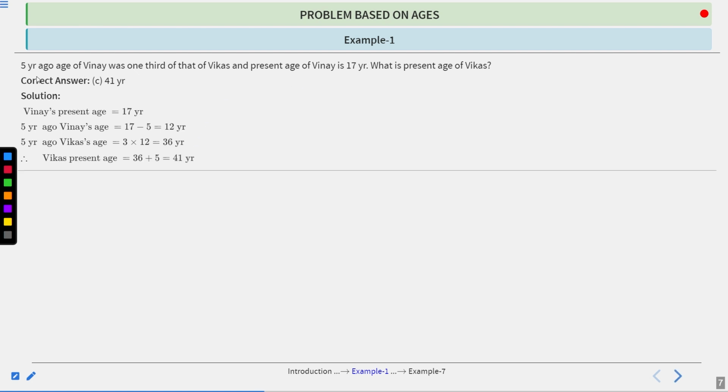Now the question is, what is the present age of Vikas? So this is the age 5 years ago, so we just add the 5 years. 36 plus 5 becomes 41 years. So Vikas's present age is 41 years. C is the correct answer. Next.